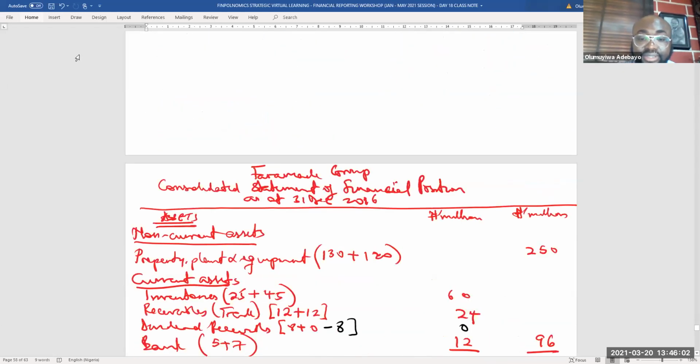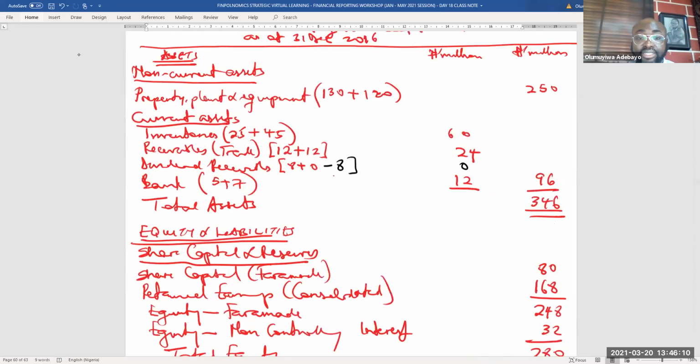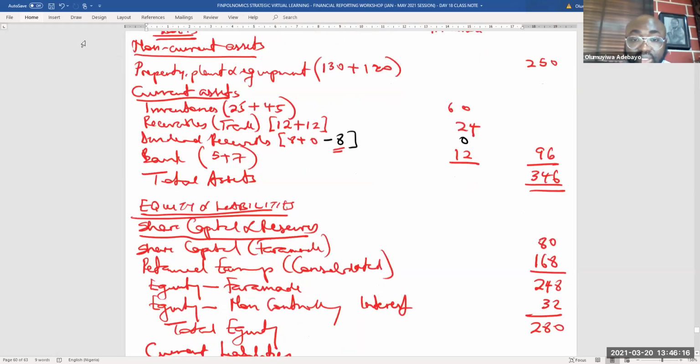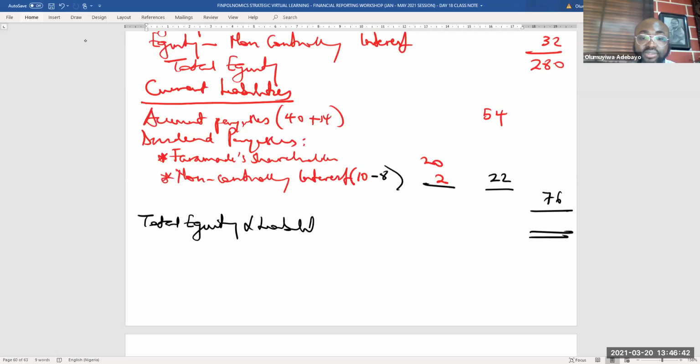Okay. Now this 2 is the same thing as saying from this 10, we eliminated 8 the other time. That 8 is what I also deduct from here. That is eliminating intercompany balance, 8. And that gives this 2. Everything giving 22. 22 plus 54 will give me 76. All things being equal, that gives me total equity and liabilities.